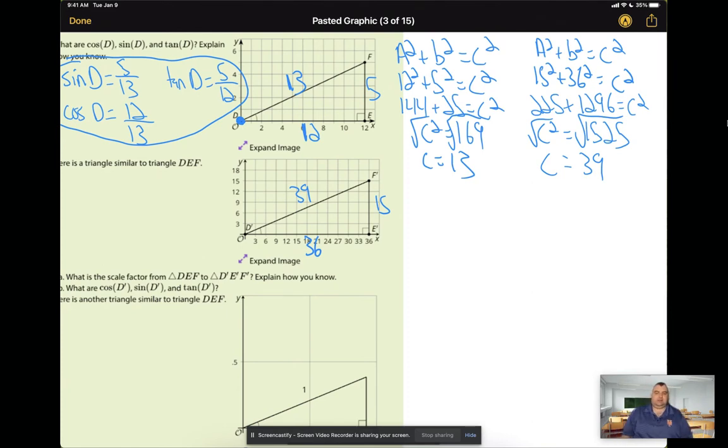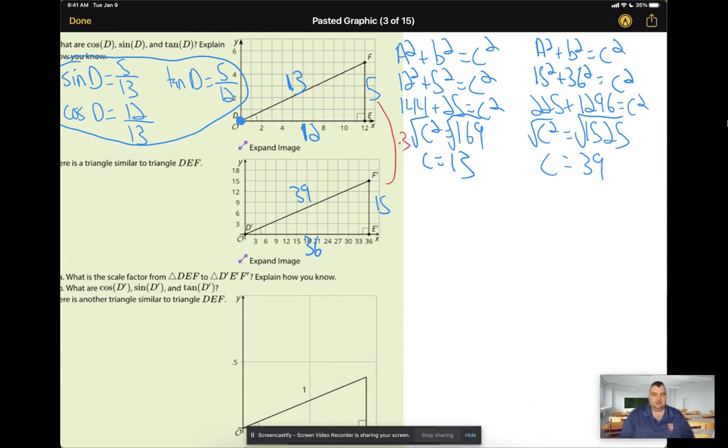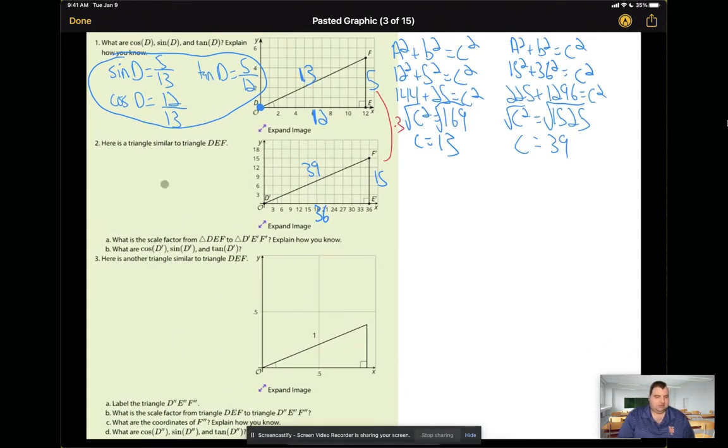By asking for the scale factor, they're asking what am I multiplying all of the sides of the first triangle by to get to this triangle? Well, here 5 times what is 15? Looks like it's going to be 5 times 3. Is 12 times 3 equal to 36? Yes. Is 13 times 3 equal to 39? Yes. So what is the scale factor? The scale factor is 3.